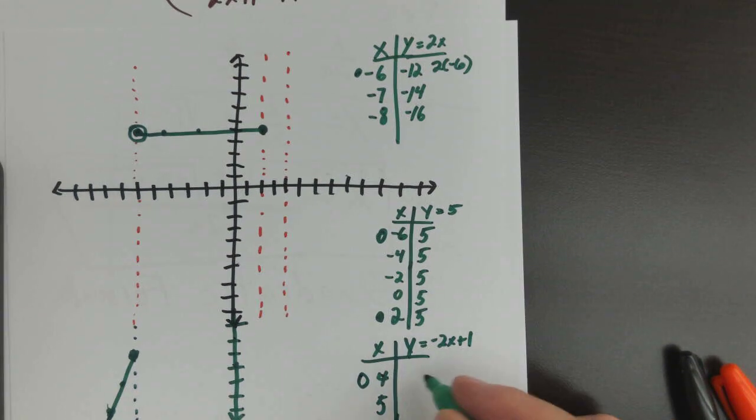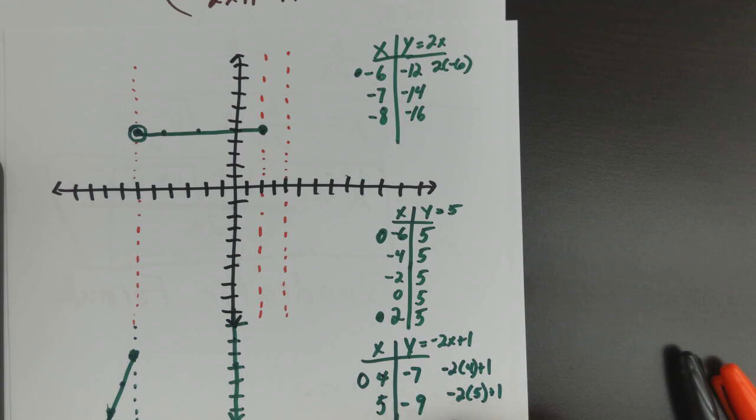And negative 2 times 4 plus 1, that's negative 8 plus 1 is negative 7. Negative 2 times 5 plus 1, that's negative 10 plus 1 is negative 9. And negative 2 times 6 plus 1, that's negative 12 plus 1 is negative 11.